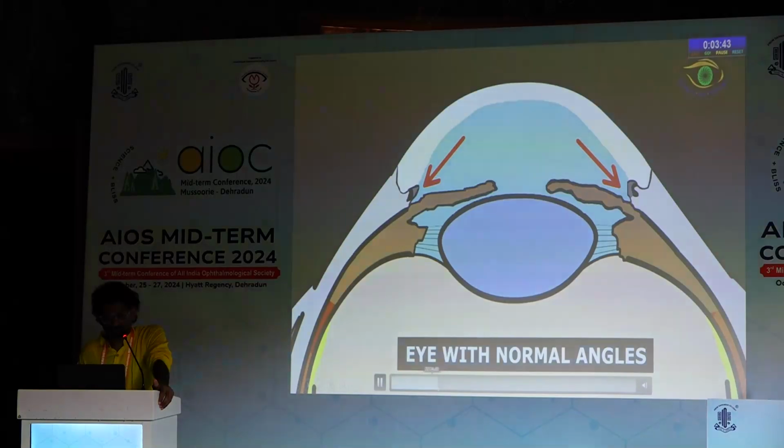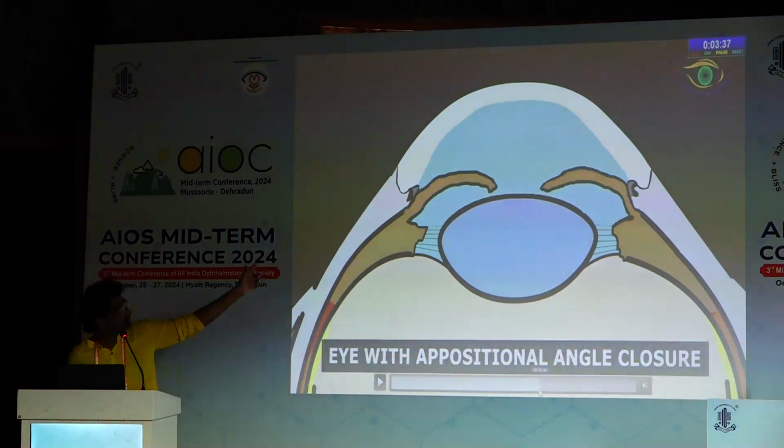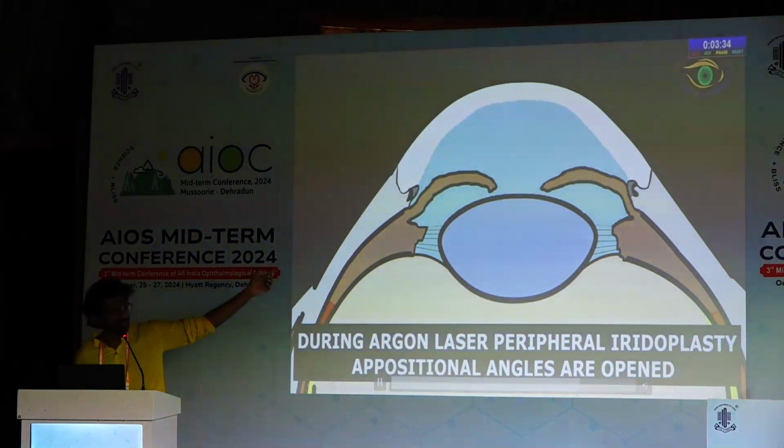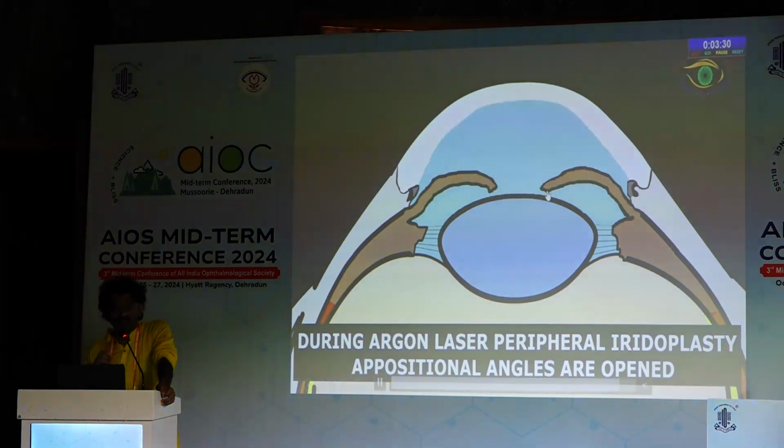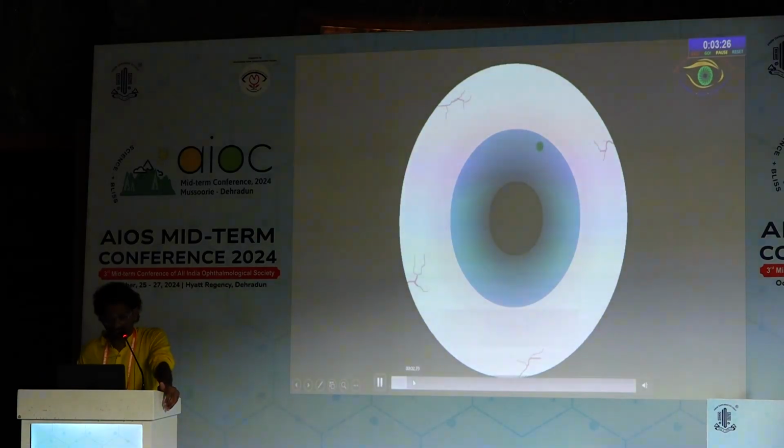So these are all concepts that we learn a lot of theory. Showing a normal angle and then showing what is an appositional angle and then showing how a simple laser can actually open up an appositional angle, called argon laser peripheral iridoplasty, from a cross section angle. Can we show this from a front on view? Yes. Again, this is another animation.